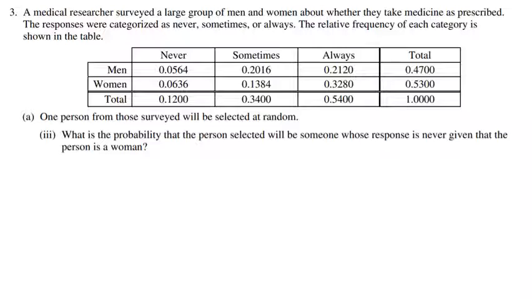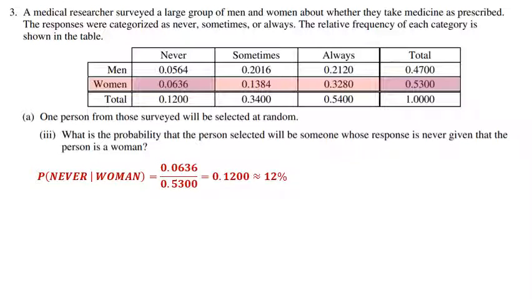All right, 3. What is the probability that the person selected will be someone whose response is never, given that the person is a woman? Be careful, this is definitely a conditional probability. Remember we use the vertical slash to indicate given that. So the probability that the response is never, given that it's a woman. We know we're in this row, so we simply look at that 6% divided by the 53%, or about 12%.